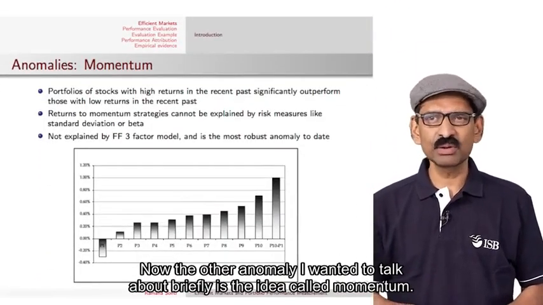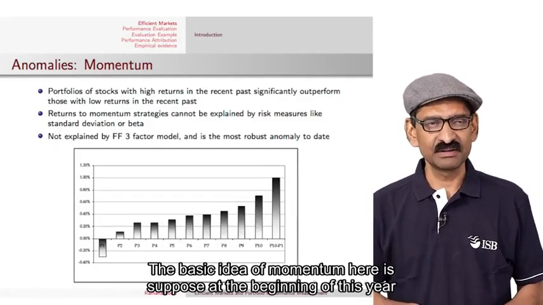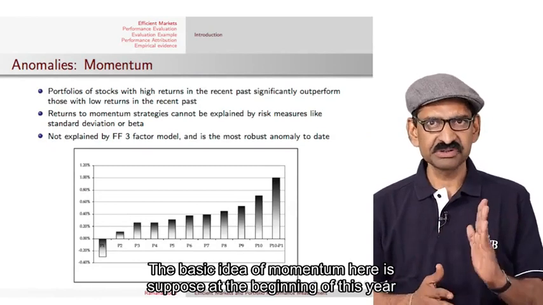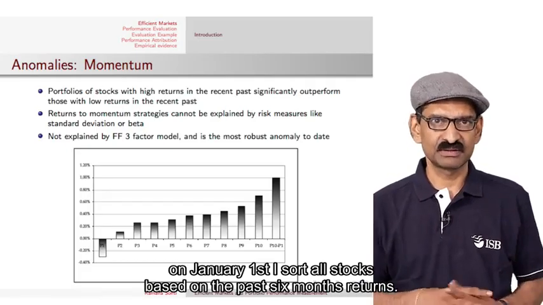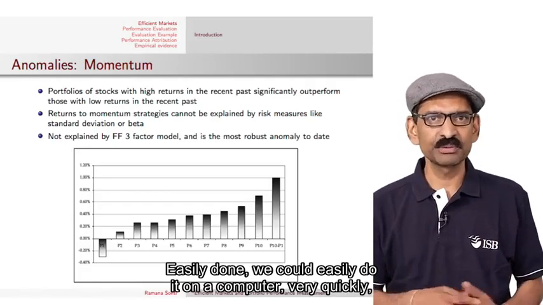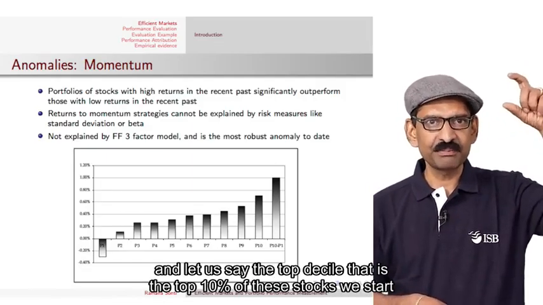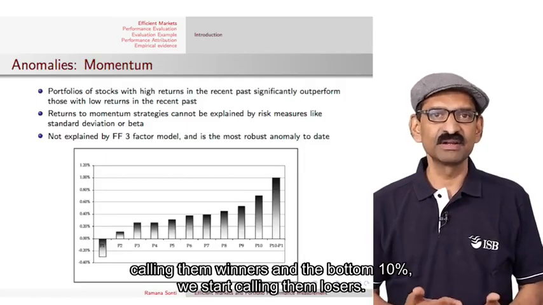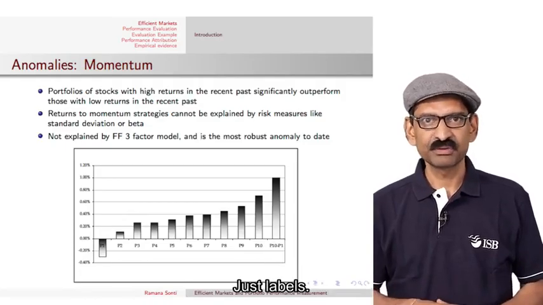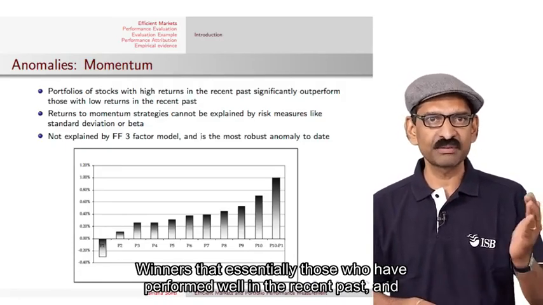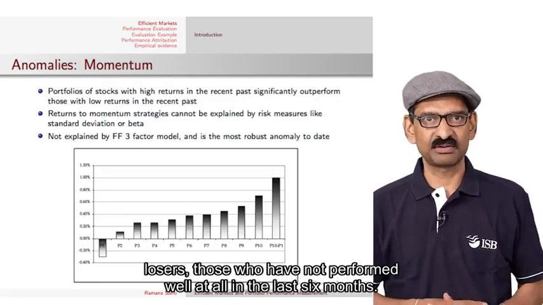Now the other anomaly I want to talk about briefly is the idea called momentum. The basic idea of momentum is, suppose at the beginning of this year, on January 1st, I sort all stocks based on their past 6-month returns. Easily done; we could do it on a computer very quickly. Let us say the top decile, the top 10% of these stocks, we call winners, and the bottom 10%, we call losers. Just labels. Winners are those who have performed well in the recent past, and losers are those who have not performed well at all in the last 6 months.